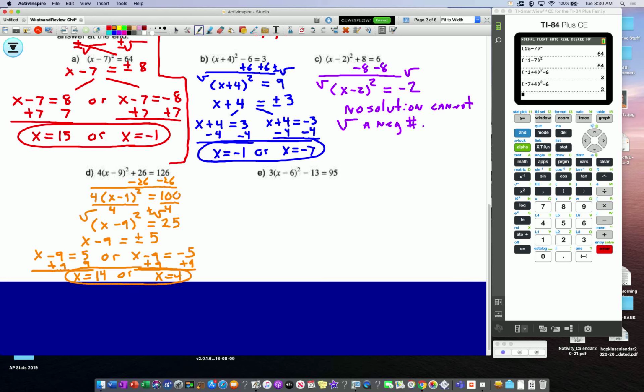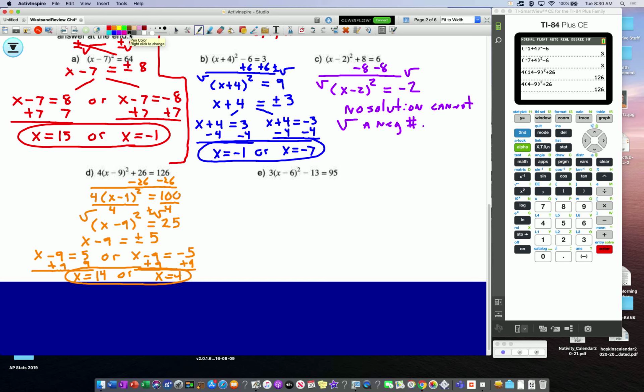Let's see if both of those work. So I do a quick check for parentheses. 14 minus 9, quantity squared, plus 26. This better equal 126. Sweet. Do the other one. 4, and then 4 minus 9, close parentheses, squared, plus 26. Better equal 126. Wow, we're doing well. All right, let's take a look at the very last one.